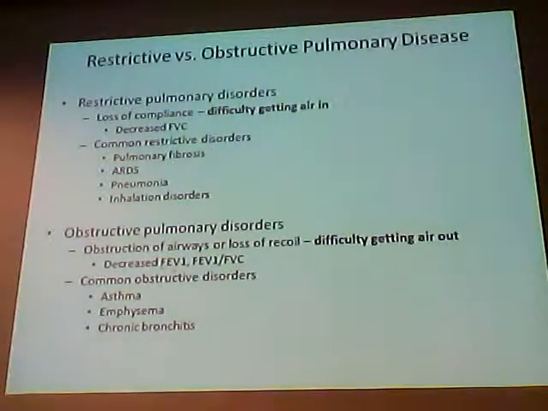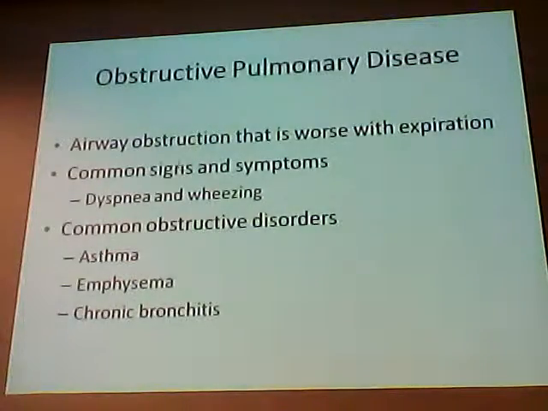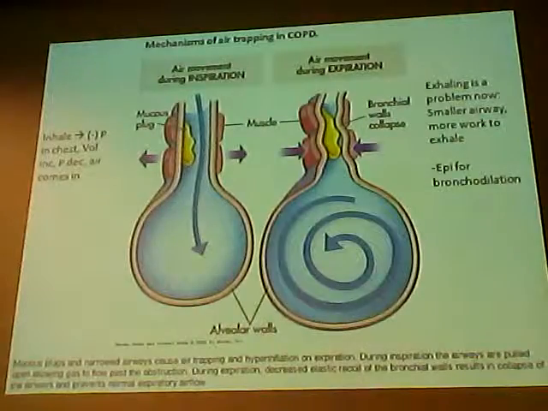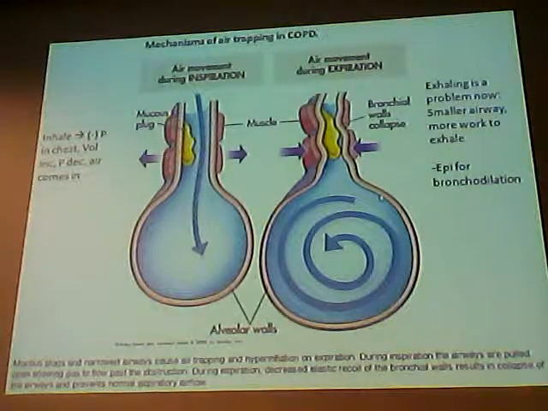Whereas with obstructive pulmonary disorders, you have a decreased FEV1, so you can't breathe out as quickly, and that makes your ratio of FEV1 over FVC decreased. So that's how much you can breathe out in 1 second over how much you have total. With obstructive pulmonary disorders, you've got three main ones: asthma, emphysema, which is different than the empyema we talked about earlier, pus in the pleural space, and then chronic bronchitis. So this is talking about COPD, chronic obstructive pulmonary disease.